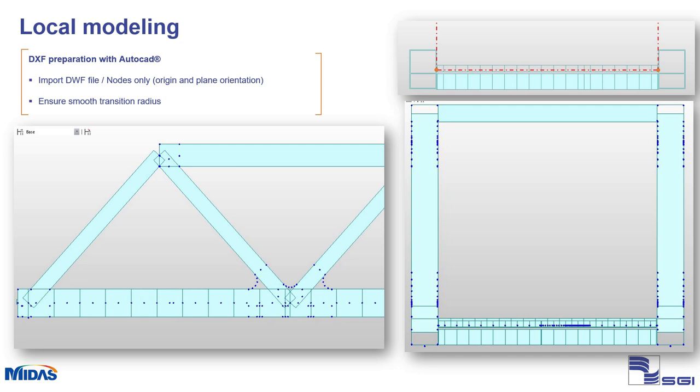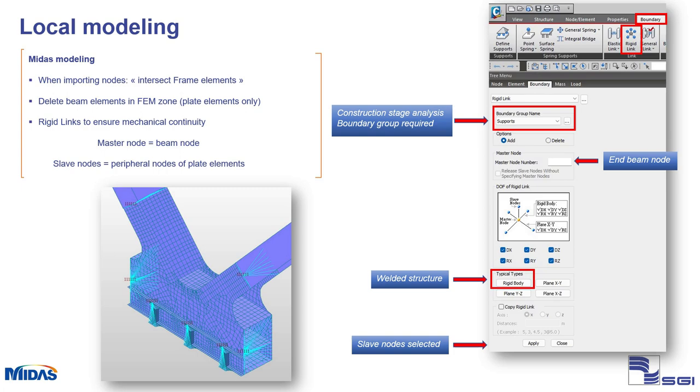Now let me share the method I used to include local finite element model in the bridge model. One trick is to intersect frame elements when importing nodes. Then we can delete beam elements that are included in the plate element zone, that is to say the finite element zone. To ensure forces transfer between plate elements and beam elements, we use specific boundaries called rigid links. Rigid links constrain degrees of freedom of slave nodes to a master node.